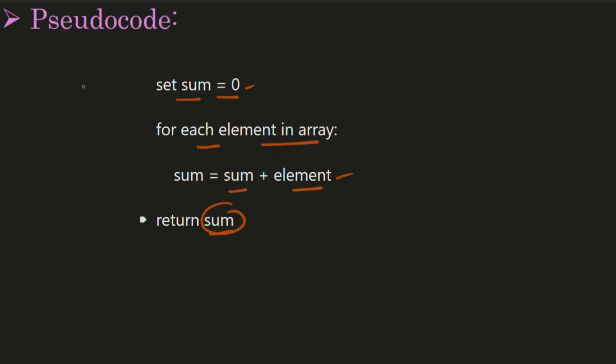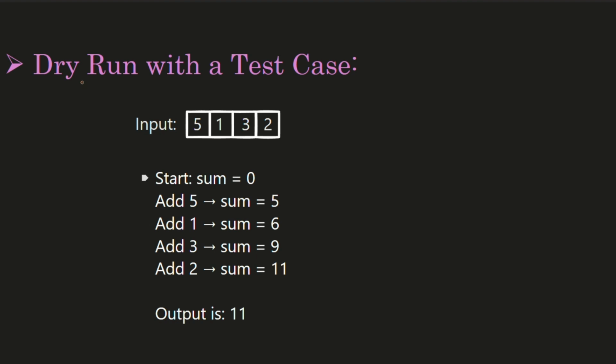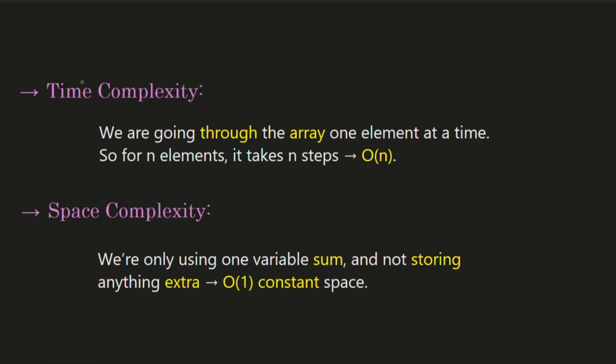Let's dry run with a test case. Input 5, 1, 3, 2. Start. Sum equals 0. Add 5, so sum equals 5. Now add 1, so sum gets updated to 6. Add 3, so sum equals 9. Add 2, so final sum equals 11. Output is 11. Now let's talk about time complexity.